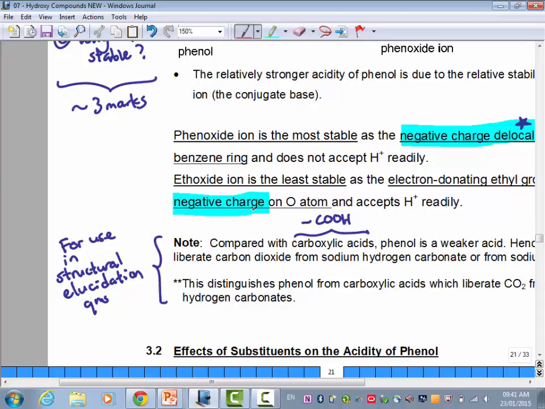So now we are going to learn new things. What are the factors that will affect the acidity of phenol?